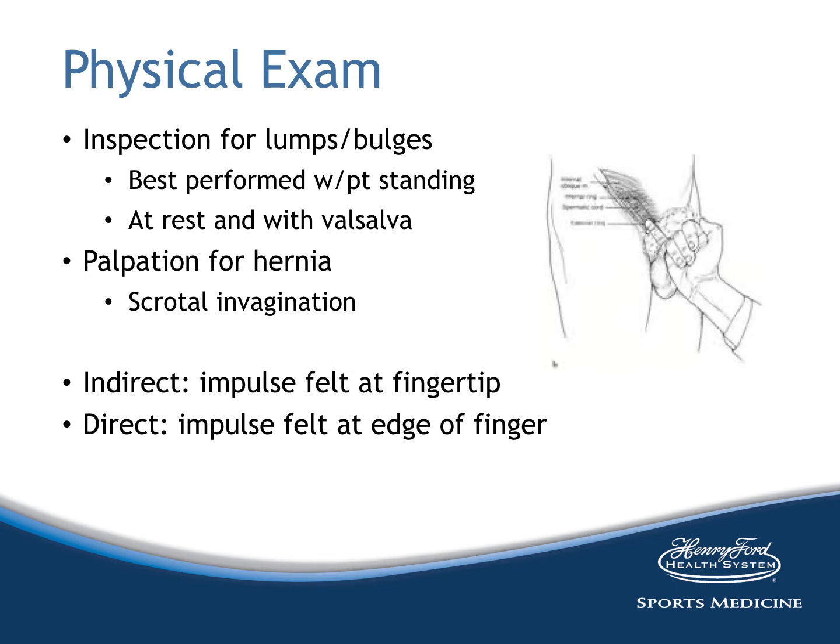On physical examination, you need to inspect for lumps and bulges in the inguinal region, and this is best performed with the patient standing. And you want to do this both at rest and with Valsalva. And you also want to palpate for the hernia using scrotal invagination, either with your pinky finger or index finger, whichever you're most comfortable performing the examination with. An indirect hernia will travel through the inguinal canal and strike the examiner on the tip of the finger, where a direct hernia will come through the posterior wall and hit the examiner on the edge of the finger.